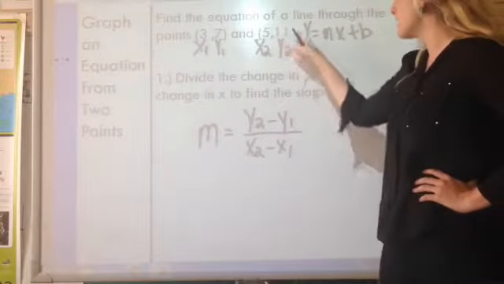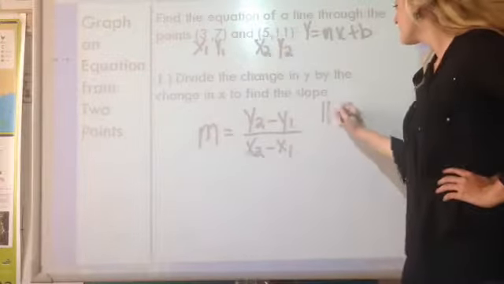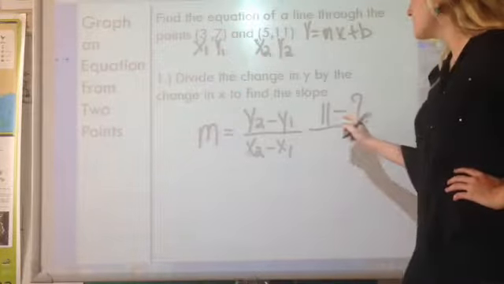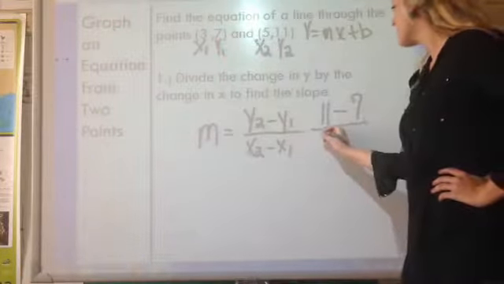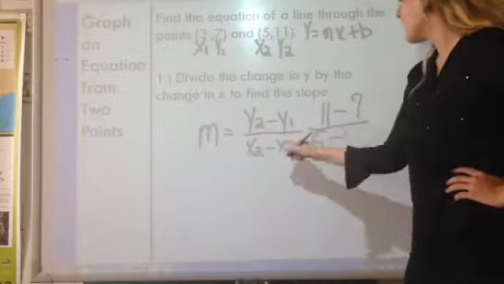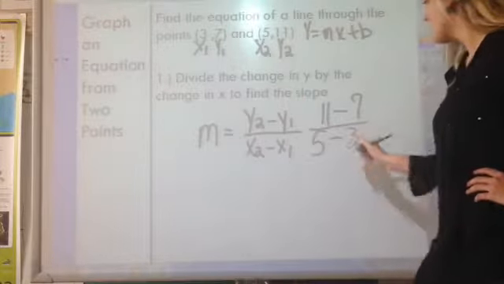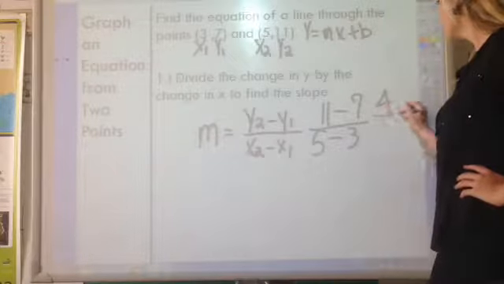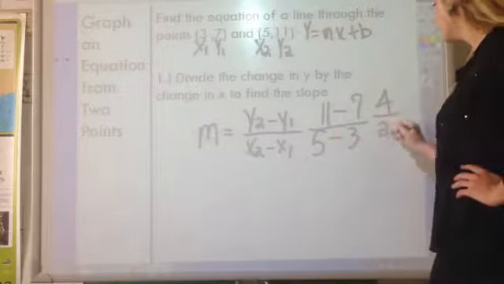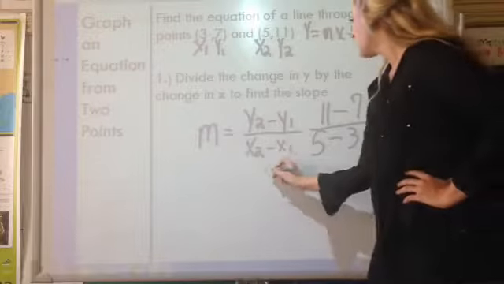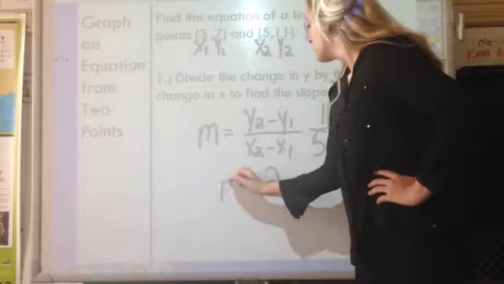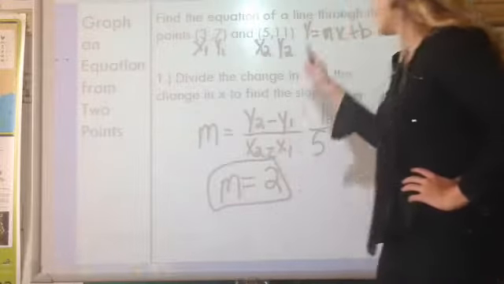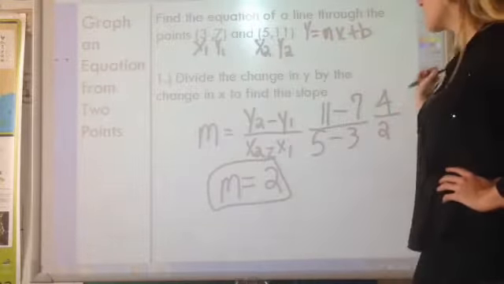I'm going to plug in 11 for y2, and then 7 for y1. Then I do the same thing with my x's: 5 goes in for x2, and 3 goes in for x1. Then all I do is solve this. 11 minus 7 is 4. 5 minus 3 is 2. 4 divided by 2 is just going to leave me with 2, and that's what m equals. I have a slope of 2. So I've already found one part of my equation. I just need to find my y-intercept.